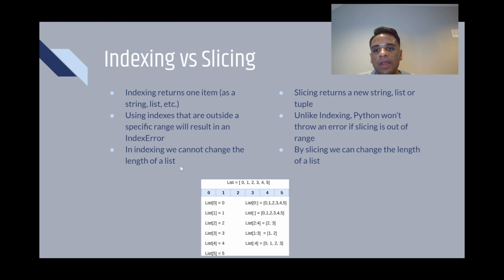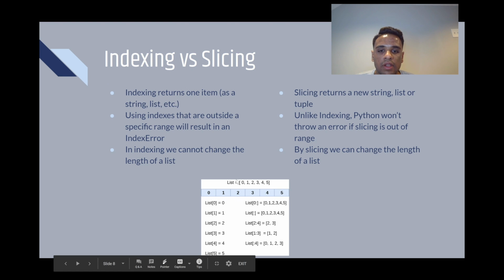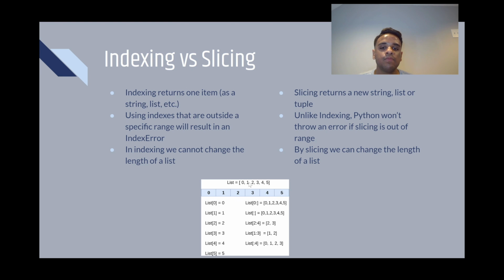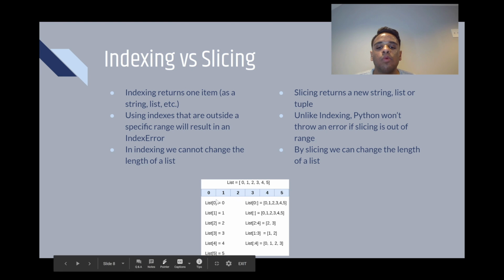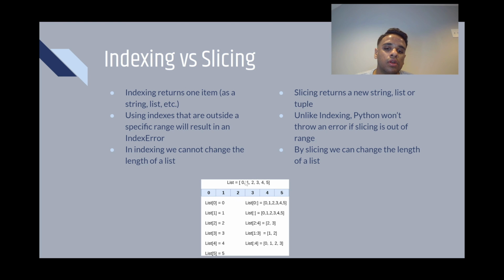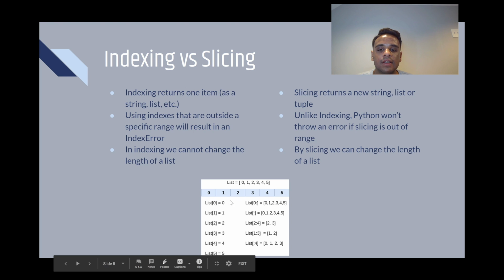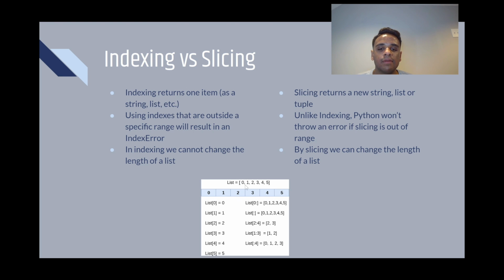So what I mean when I say indexing returns one item is, let's say we have a list that's equal to 0, 1, 2, 3, 4, 5. And I want to pick an index. I want to index this list. So let's say I want to pick the number 0. I will say list of 0. And when I type that into the interpreter, Python will give me back 0 because at the 0th index, I have the number 0.